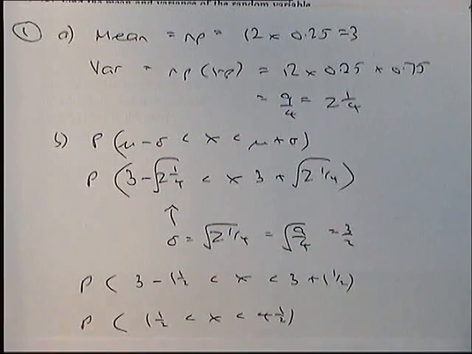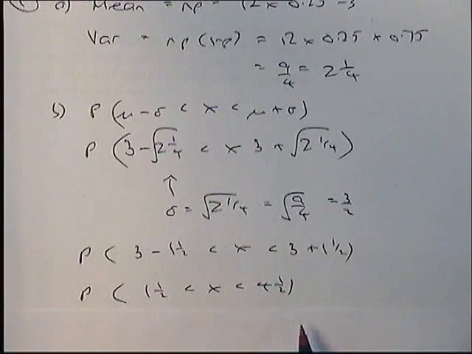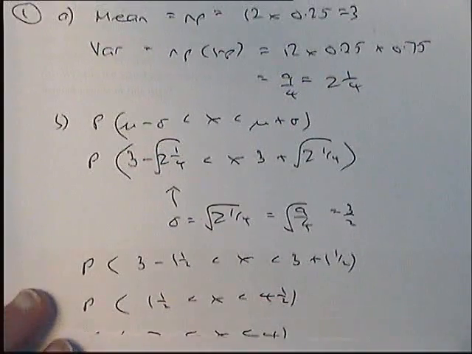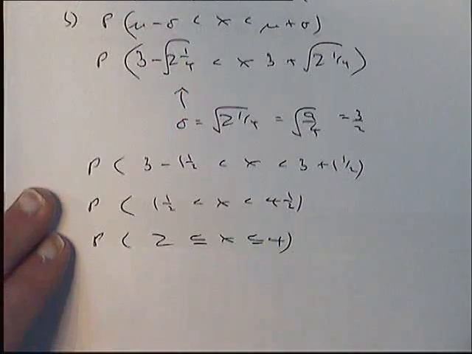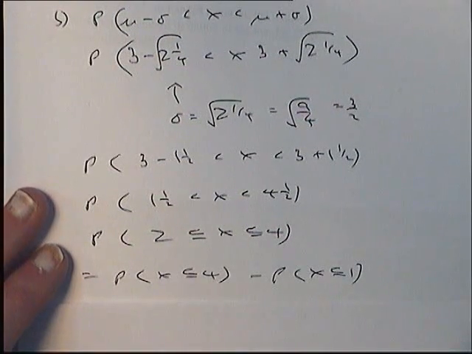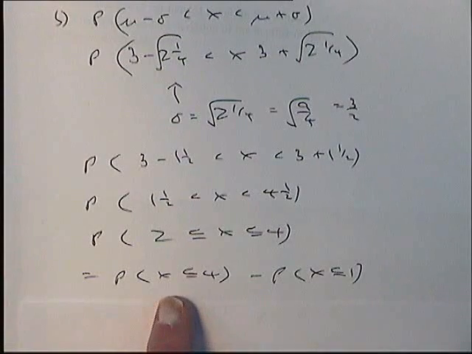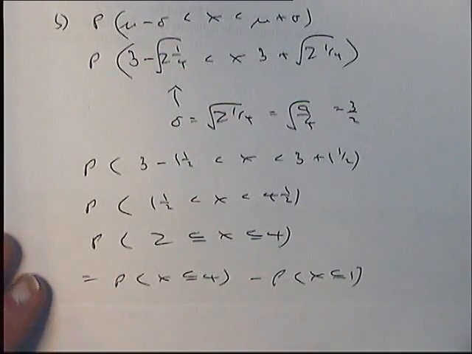It's a binomial probability. What values could x be between 1.5 and 4.5? 2, 3 and 4, because it could only be whole number values. That's right. So what we've got now is the probability x is between 2 and 4. If you're using tables, that's less than or equal to 4, take away less than or equal to 1.